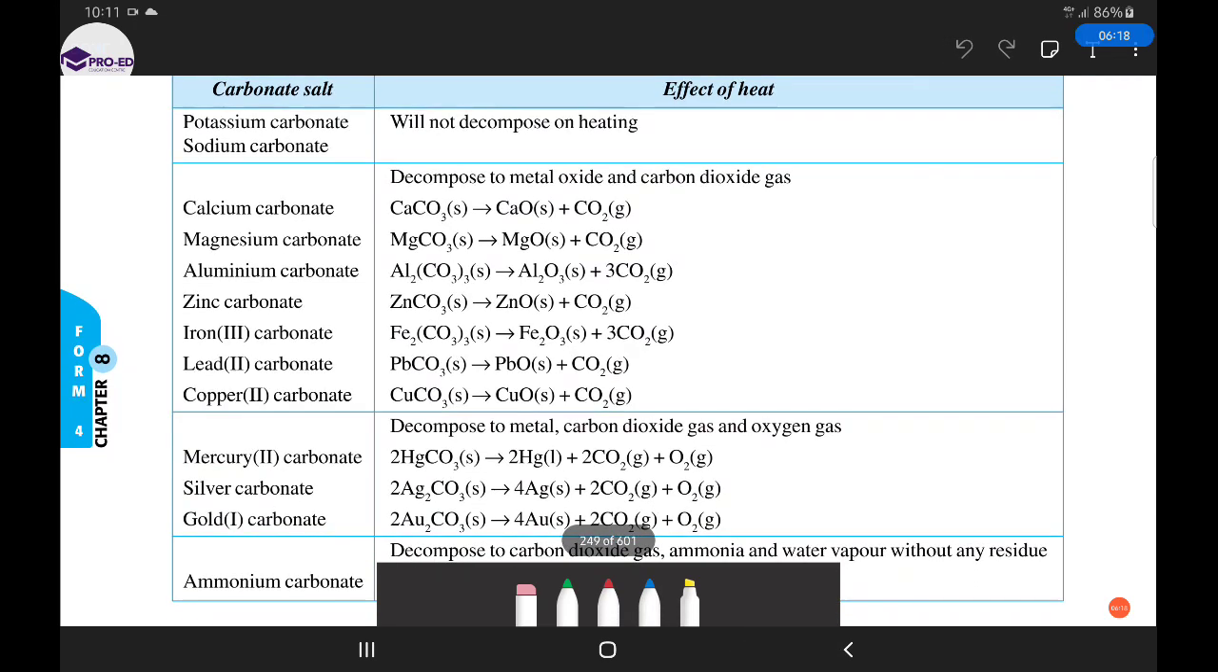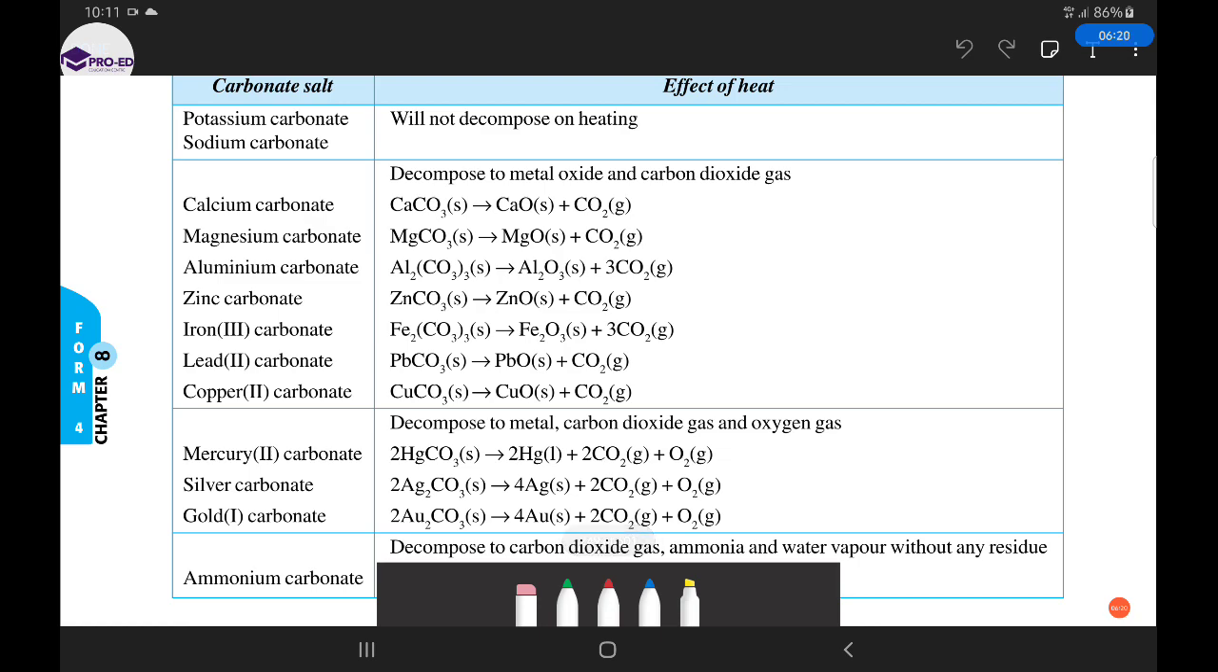So let's talk now about the next group of carbonates. Sodium and potassium are one group of carbonates. We've discussed them. Now let's go. We are going from more reactive to least reactive. It's following a reactivity order here. So we're going now down the reactivity series. So the next group is from calcium carbonate to copper carbonate.